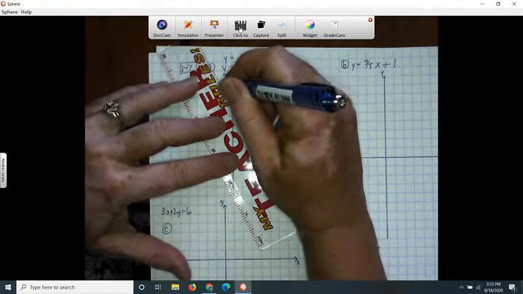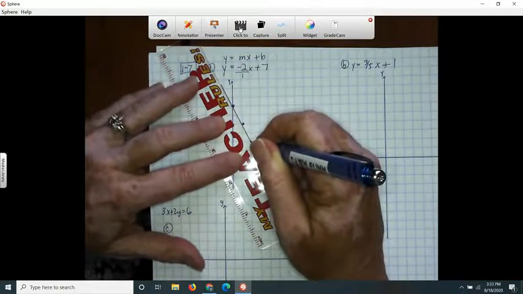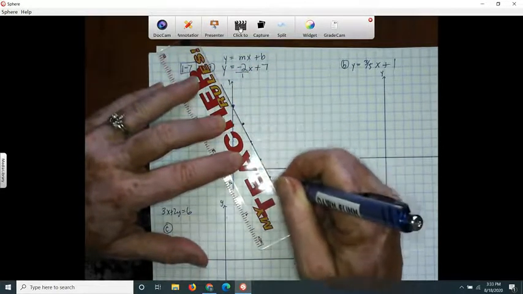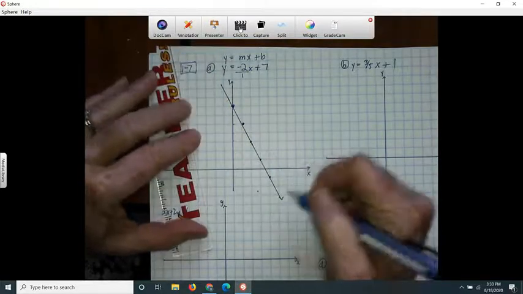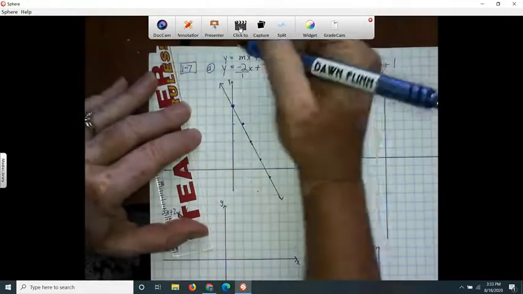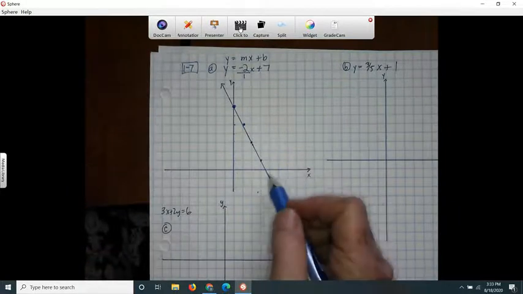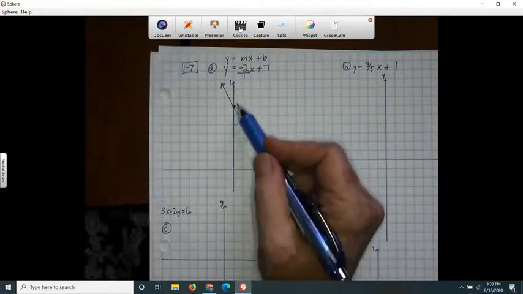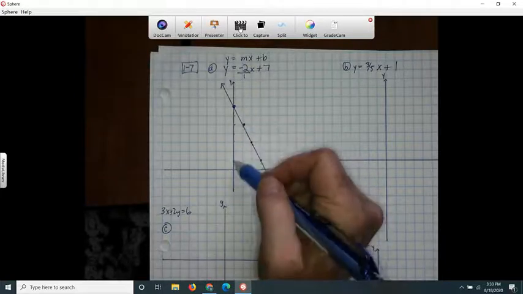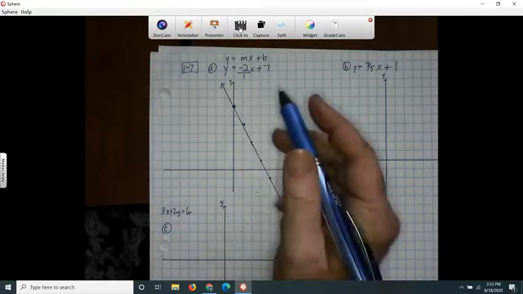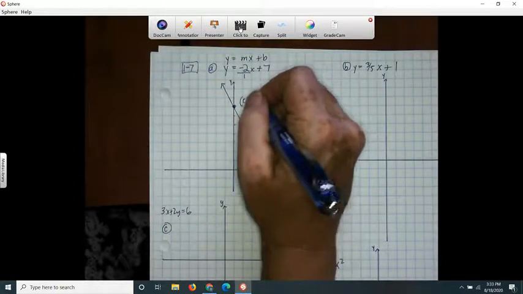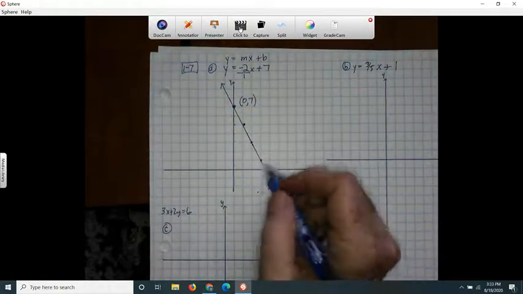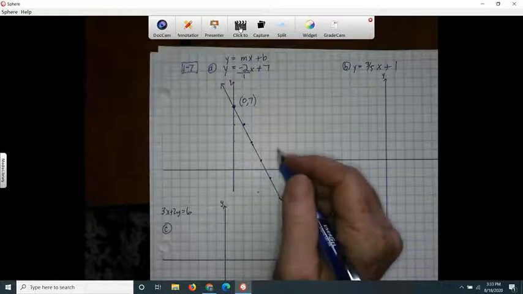And then just do a reasonable job. I see I missed my point. Do a reasonable job at connecting your points. Do the best you can. So this one, I can tell that this intercept, I'm going to go ahead and label them 1, 2, 3, 4, 7. And then this intercept is 3.5.